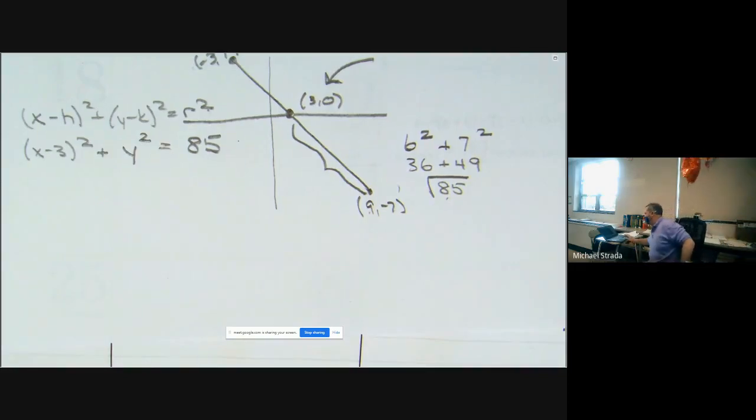Yes, sir. Why couldn't you just do the formula from the beginning? How are you going to get the center?